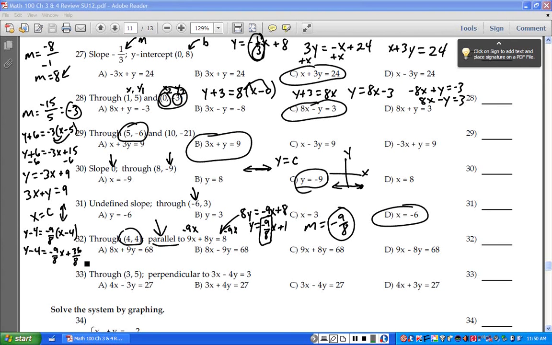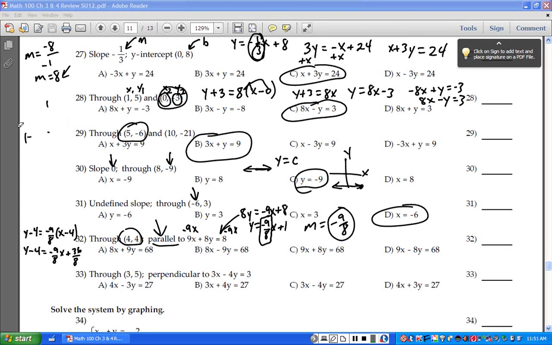Alright. Here, let me erase some of this stuff. Give ourselves some room to operate. Okay. Alright, so I'm actually going to take from here and go back up.